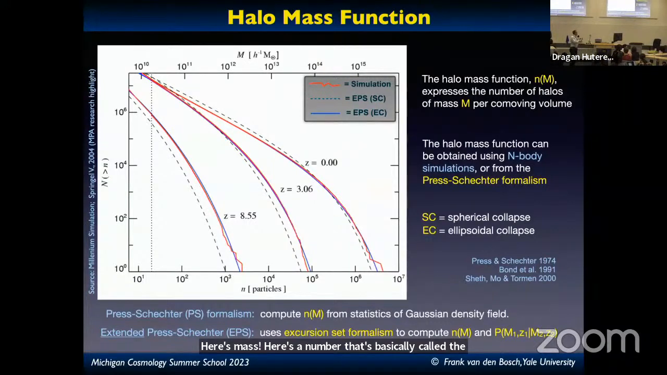Okay? Now in red are the results from a simulation. Okay? And what you see is that over time, you get more and more halos, and the maximum, this is sort of what we call a Schechter function, right?